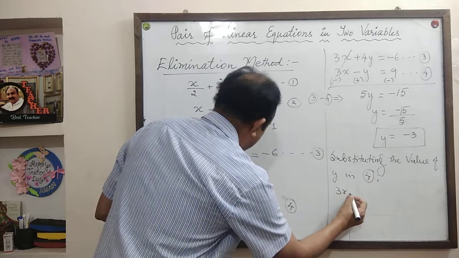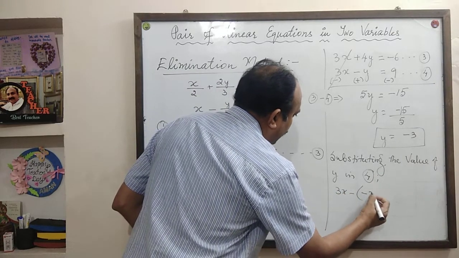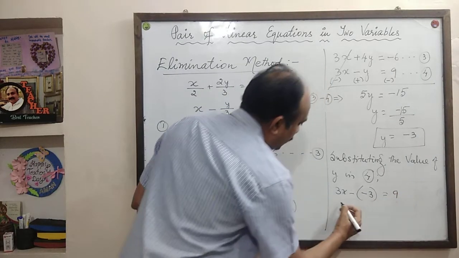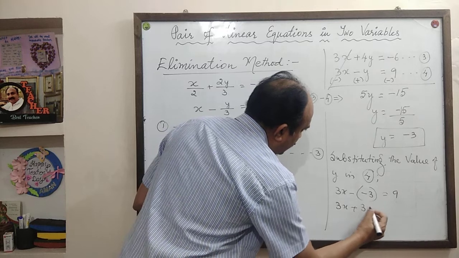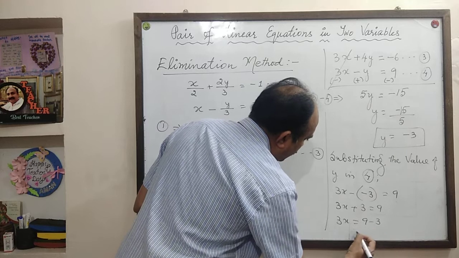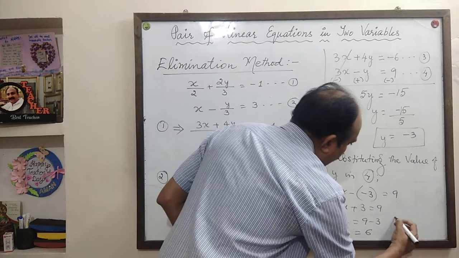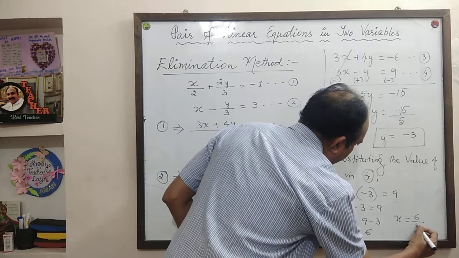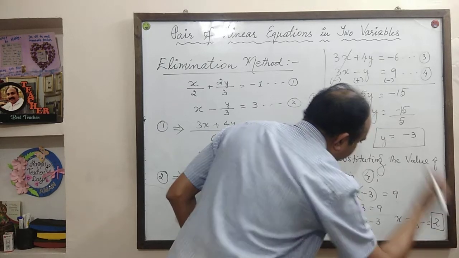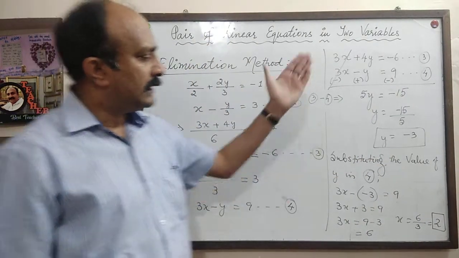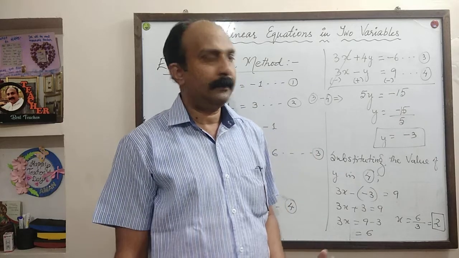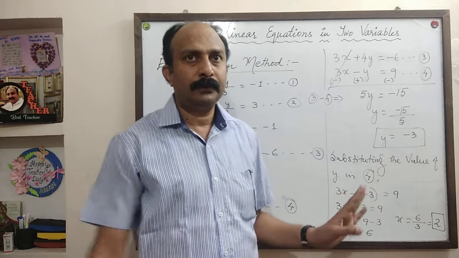3x minus y, the value of y is minus 3, is equal to 9. 3x plus 3 is equal to 9. 3x is equal to 9 minus 3 is equal to 6. x is equal to 6 upon 3 is equal to 2. So we got the answers. The solution is x is equal to 2 and y is equal to minus 3. I hope it is clear to all of you.